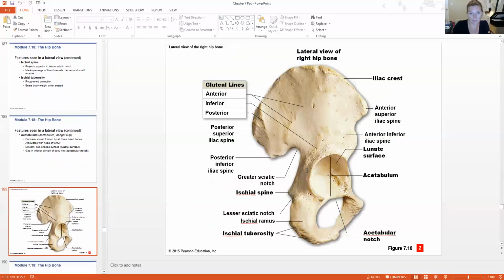Here you can see what I mean. Ischial tuberosity, you have that greater sciatic notch here. You have your iliac crest, your acetabulum, where all three bones fuse together.